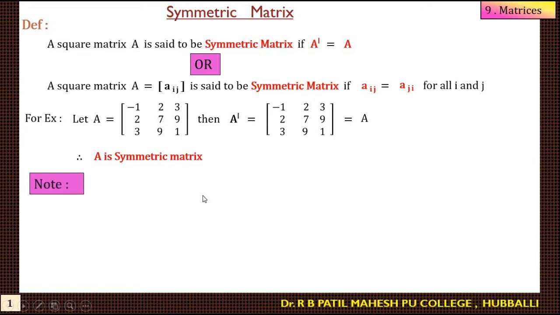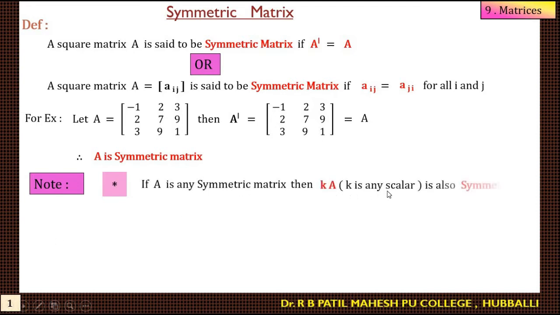Some important points here on symmetric matrices. If A is any symmetric matrix, then kA, where k is any scalar, that means if you find 2A, 3A, or it may be a fraction, negative, whatever matrix you find, that is also symmetric only. There is no change in the type. If A is a symmetric matrix, then kA, where k is any scalar, is also a symmetric matrix.